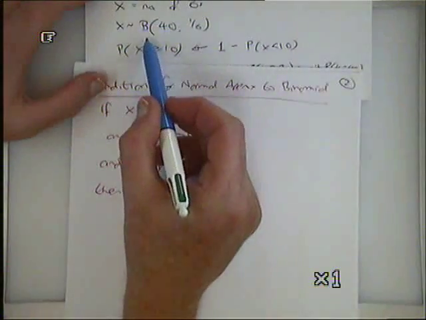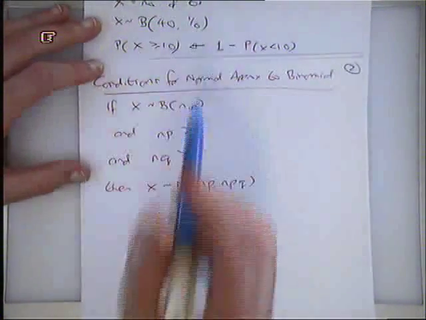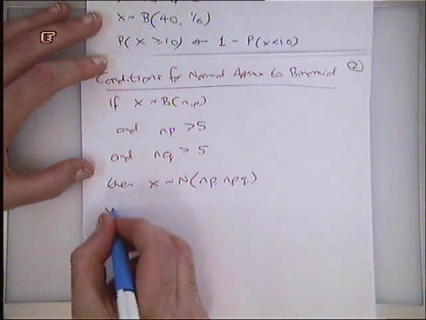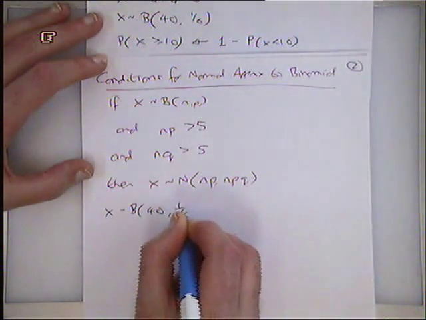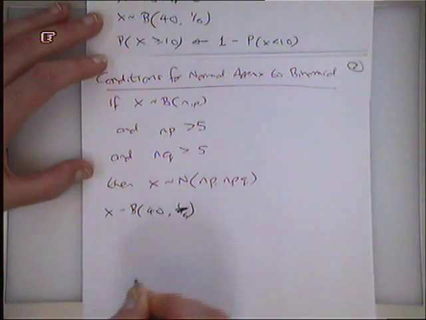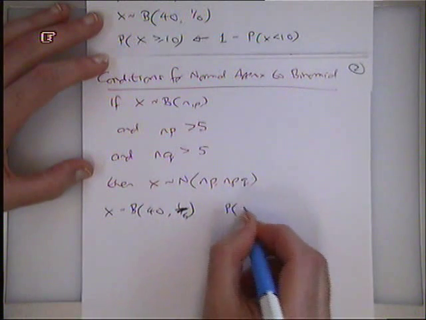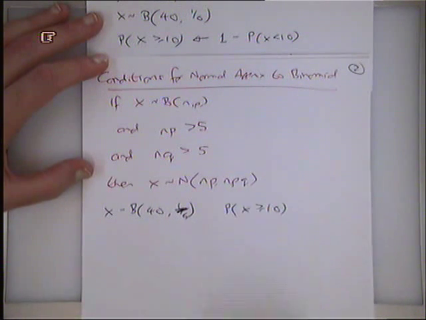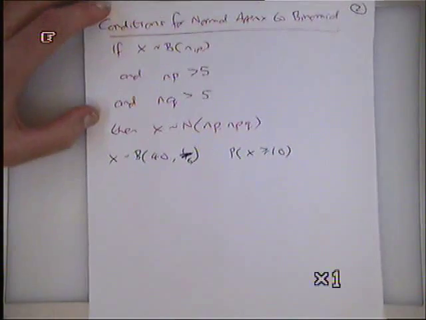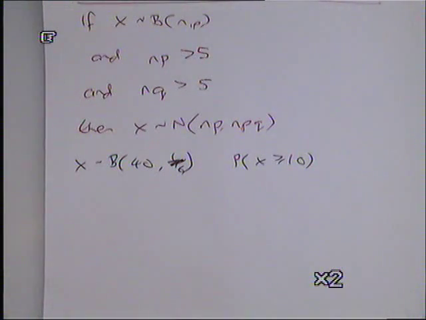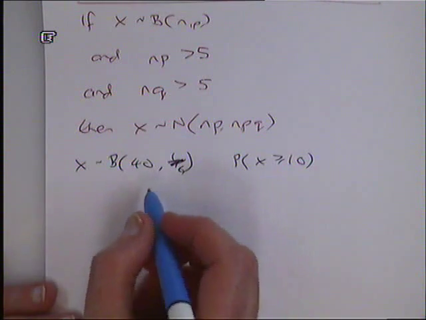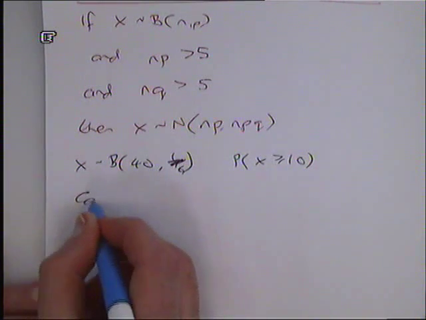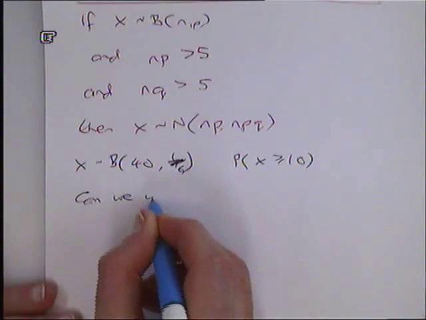which is summarised by this bit here, I'm just going to write that bit down again. We had X was binomial 40, 1/6, and we wanted the probability that X was greater than or equal to 10, and we decided that that was going to be an awful lot of work and we weren't going to do it. Are these conditions here met? So what you want to ask yourself is, can we use the approximation?